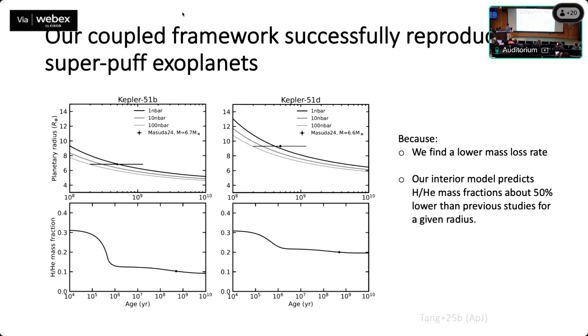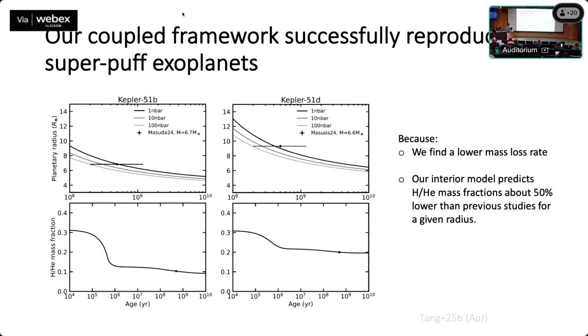So using the framework, we can successfully match the observed mass and radius at the observed age for those superpuff planets. For Kepler-51b, it's a little bit trickier because the JWST observation shows that it might have a clear atmosphere rather than a hazy atmosphere. But the key point is here, on the bottom, I'm showing you the mass fraction versus age. So the first sharp decline in here corresponds to the boil-off phase.